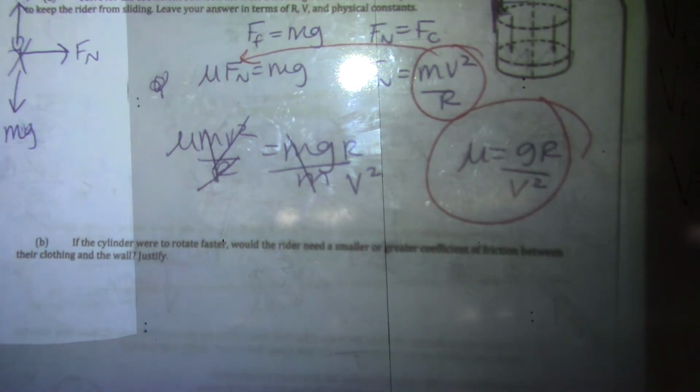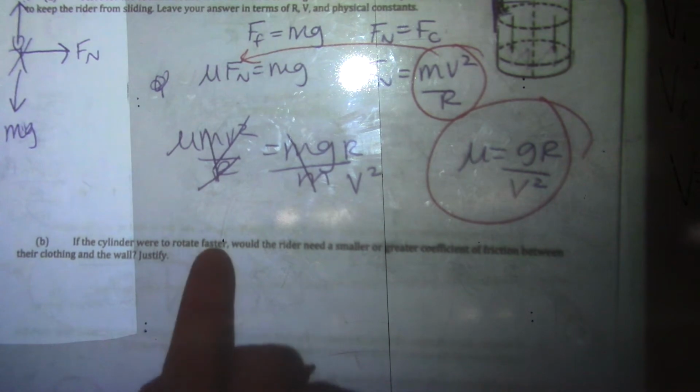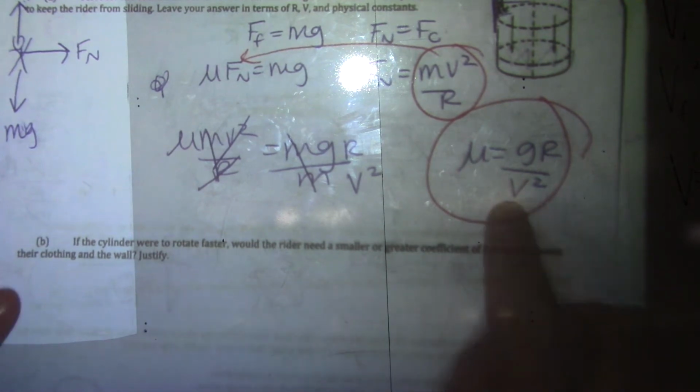If the cylinder were to rotate faster, would the rider need a smaller or greater coefficient of friction? So rotate faster is talking about your velocity. Faster would be a greater velocity. So as v increases, mu should decrease. They should do the opposite thing, because mu and v are indirectly related, or have an indirect relationship.